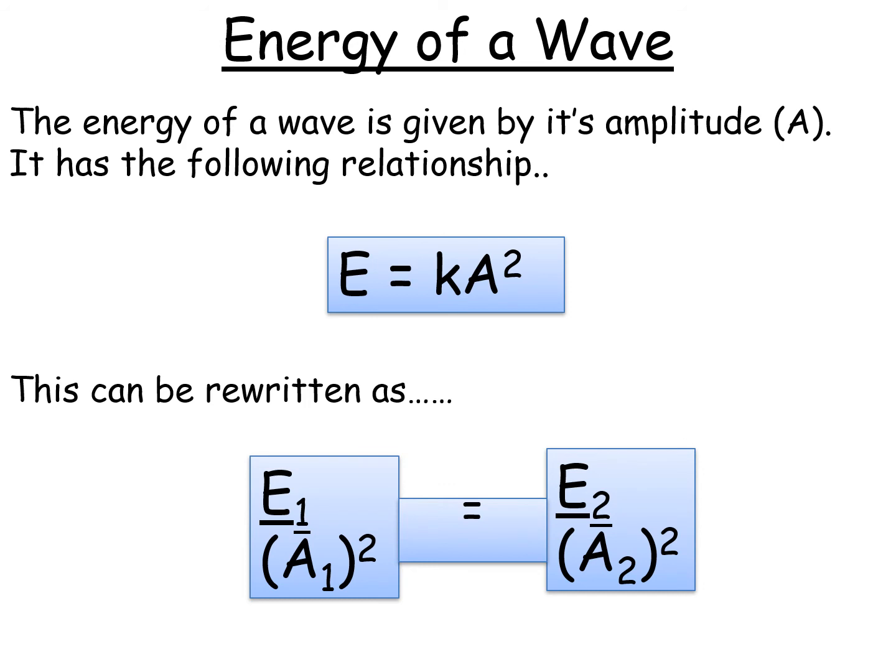So if we know the energy and the amplitude of a wave at one point, then at a later point, we know the energy of the wave will be given by the second half of the equation. And just remember, these are squared here. Don't get confused by all the ones and twos floating around. And as I said, I'll go into more detail about this when we look at some worked examples.